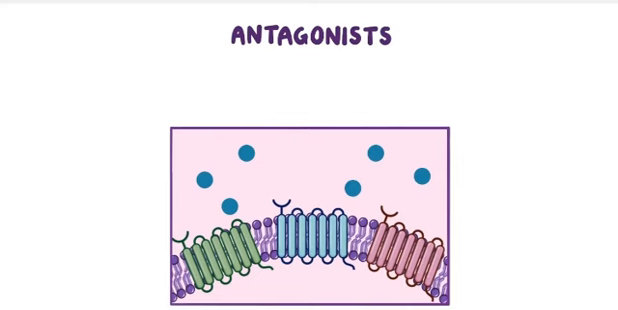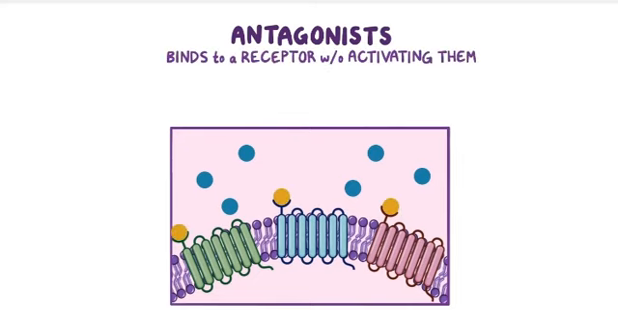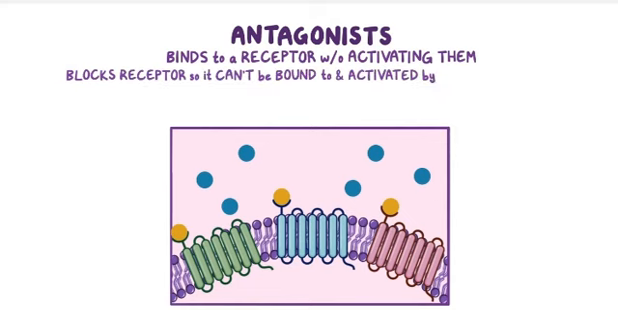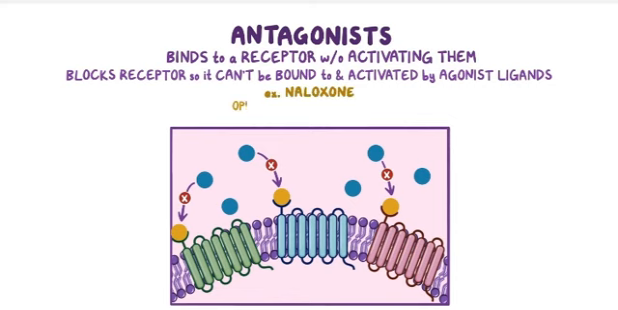On the other end of the spectrum, an antagonist is a medication that typically binds to a receptor without activating it, but instead blocks the receptor so that it can't be bound to and activated by agonist ligands. An example is naloxone, which is an opioid antagonist that binds to opioid receptors, blocking their effects.